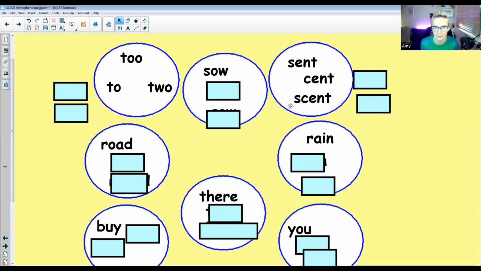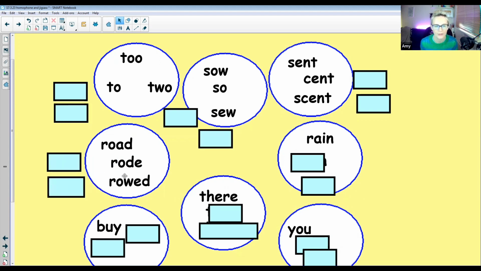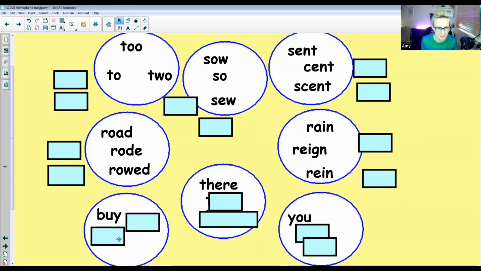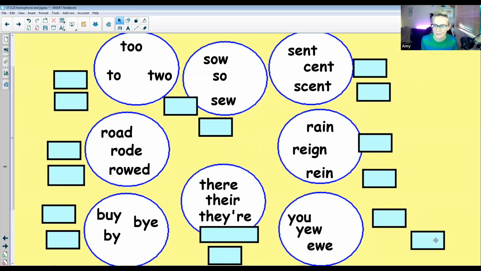Sent, cent, and scent was the one I gave as an example. Road, rode, and row: this one, with the boat, was the hardest one. So we've got road that you go on in your car, rode, he rode a bike, the past tense of to ride, and then to row a boat. They were slightly trickier ones. As with these ones, rain, reign, and rein. I'm not going to go through all the meanings. By and buy, there and their. People got that one nice and quickly. That was really good. This was a slightly trickier one: a yew tree, and ewe, the kind of sheep as well. Lovely.